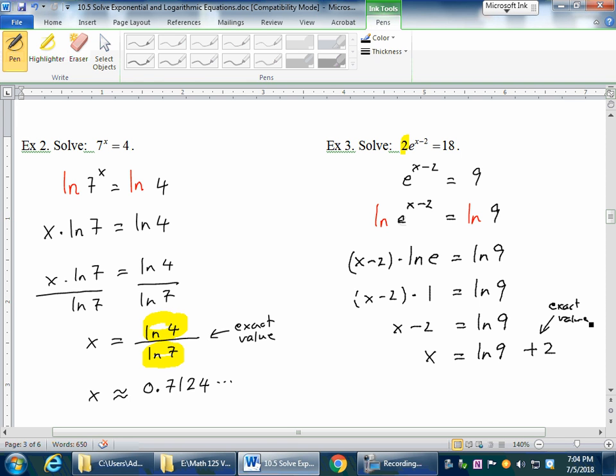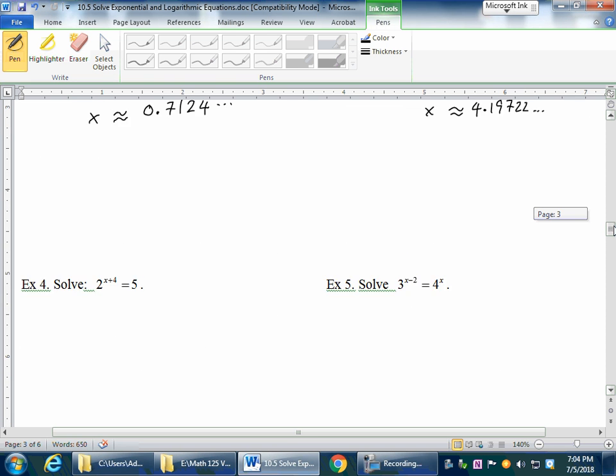And now we're going to approximate it. My x is approximately. So on the test, I may ask you both of them, right? So ln of 9, and then you add 2 to it, plus 2. So that gives me approximately 4.19722 dot dot dot. Let's take a look at the next example.